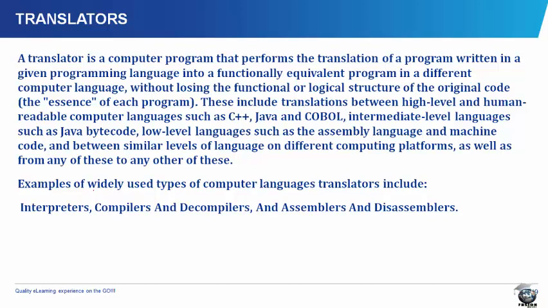Intermediate-level languages, such as Java bytecode, low-level languages such as assembly language and machine code, and between similar levels of language on different computing platforms, as well as from any of these to any other of these. Examples of widely used types of computer language translators include interpreters, compilers and decompilers, assemblers and disassemblers. Let us now look into them and see how some of them function.